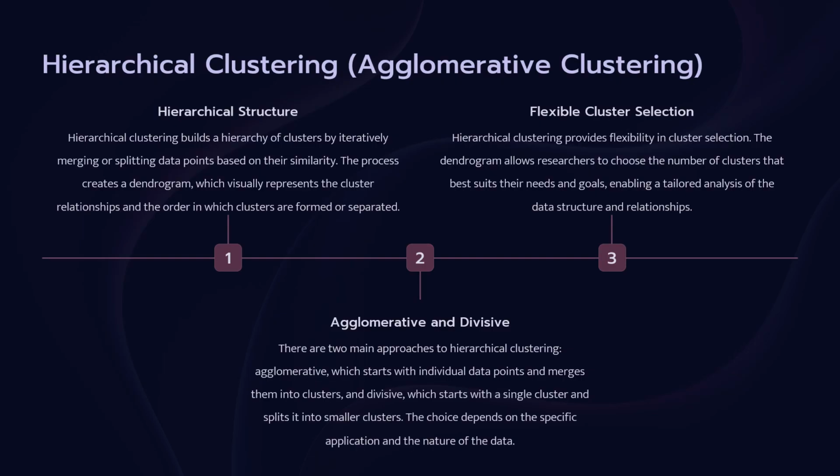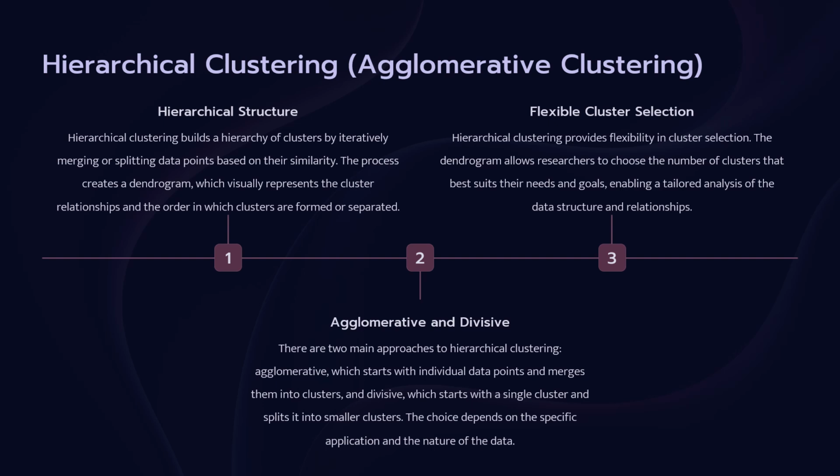And so finally we get into hierarchical clustering, which is also known as agglomerative clustering. Hierarchical clustering builds a hierarchy of clusters by iteratively merging or splitting data points based on their similarity. The process creates a dendrogram, which visually represents the cluster relationships and the order in which clusters are formed or separated. There are 2 approaches in hierarchical clustering.